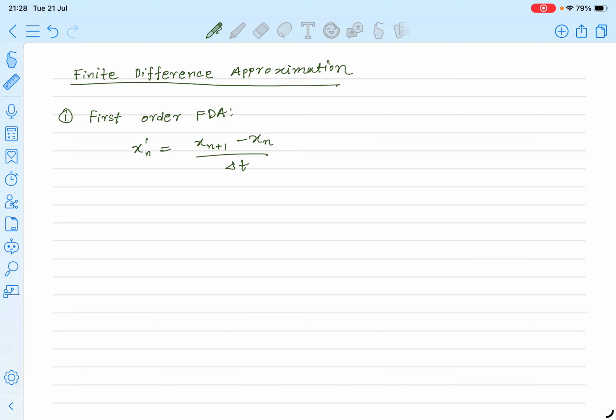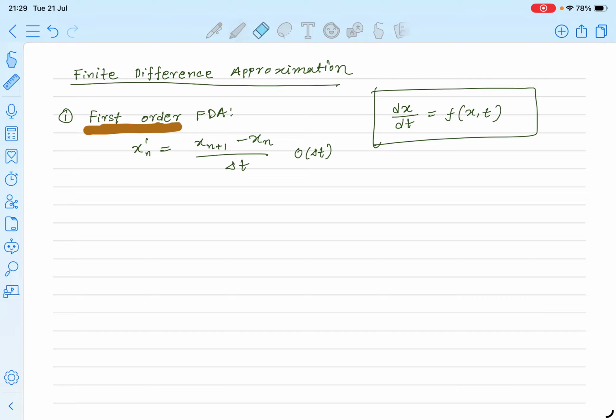So let me show. The differential equation we want to solve is dx/dt equal to f(x,t). This is a first order differential equation. The first order finite difference approximation formula is this. So this is first order, the order is delta t. I will discuss why this is called first order. Okay.